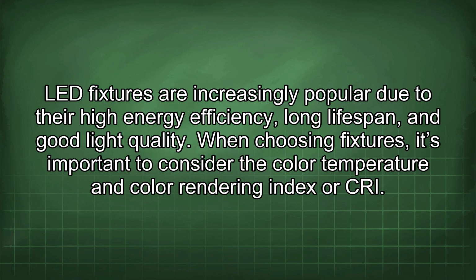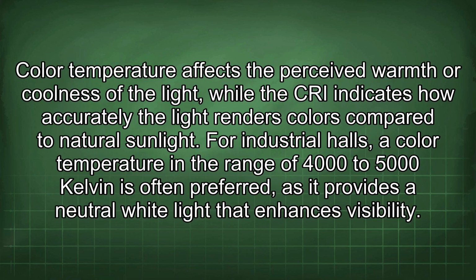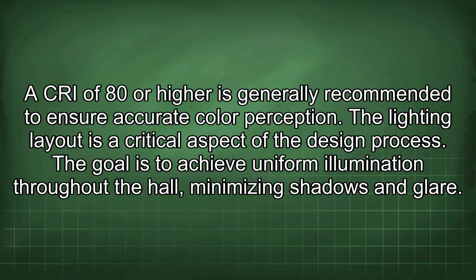LED fixtures are increasingly popular due to their high energy efficiency, long lifespan, and good light quality. When choosing fixtures, it's important to consider the color temperature and color rendering index, or CRI. Color temperature affects the perceived warmth or coolness of the light, while the CRI indicates how accurately the light renders colors compared to natural sunlight. For industrial halls, a color temperature in the range of 4000 to 5000 Kelvin is often preferred, as it provides a neutral white light that enhances visibility. A CRI of 80 or higher is generally recommended to ensure accurate color perception.